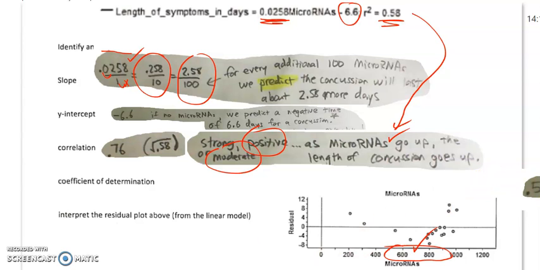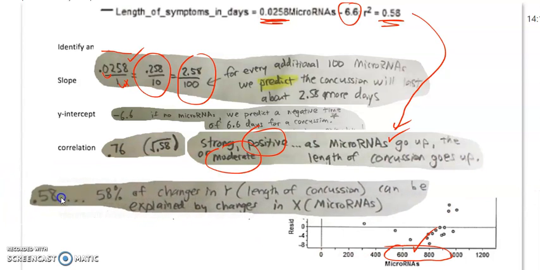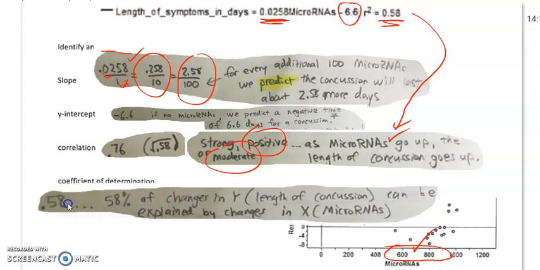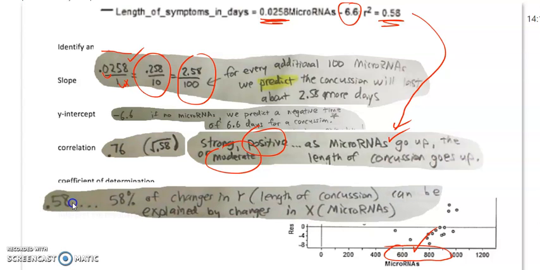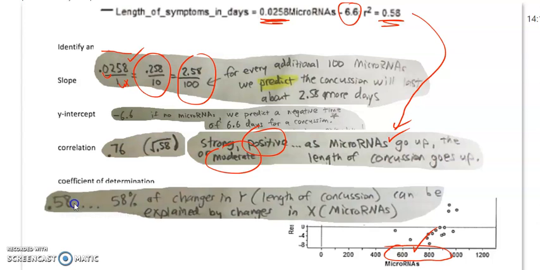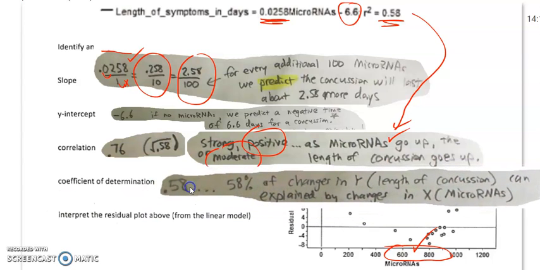And then finally, there's this 0.58 that was called the coefficient of determination, and it basically says the percent of changes in y that can be explained by the changes in x. So 58% of the length of concussion changes can be explained by changes or variations in the microRNAs. It's not saying that it causes it, but just that they're related in some way.